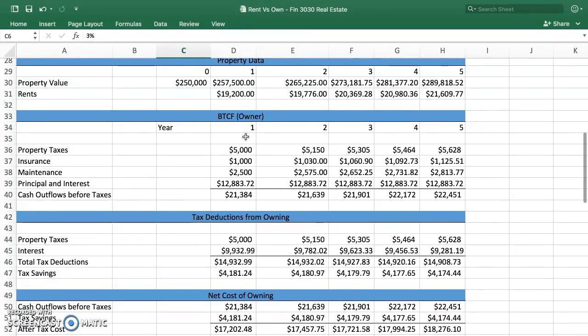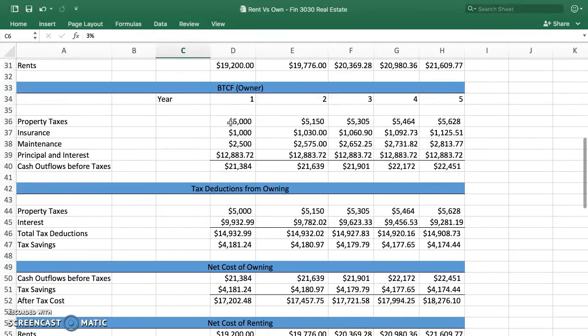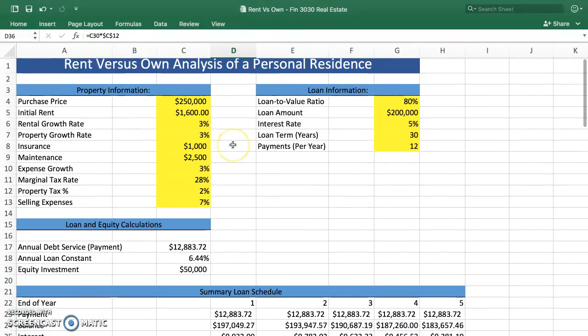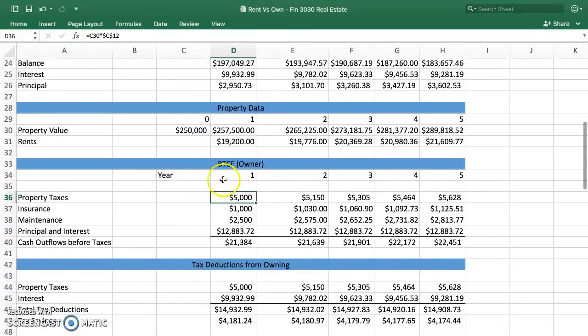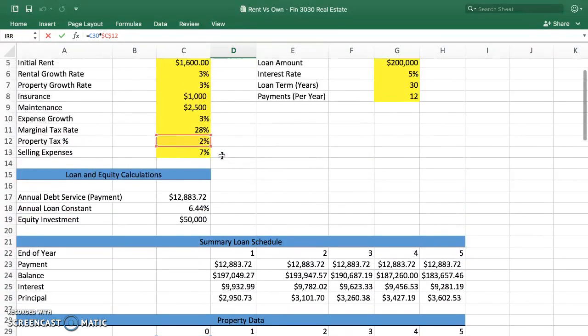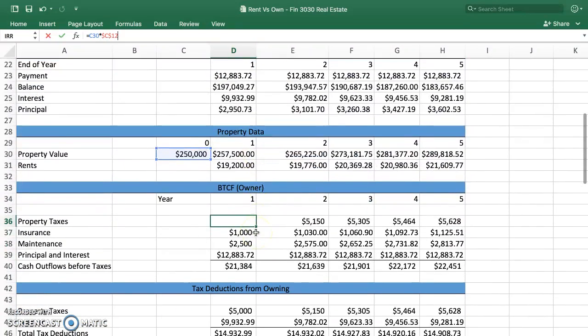All right, so here's the next section, BTCF of the owner, before tax cash flows. We have it broken down again, years 1 through 5. So the property taxes, I think that was already given to us. No, excuse me. That is the property value times the property tax of 2% given up here. And then we're going to do the same thing, lock down that original percentage, and then we can just drag the equation all the way across.